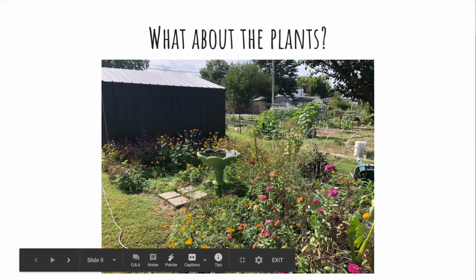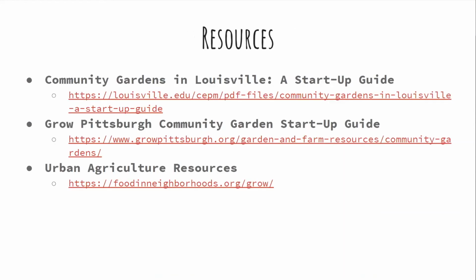So to end up, and you all have access to this as well, a few resources that I really love, if you are personally interested in starting a community garden, is the Community Gardens in Louisville: A Startup Guide. This is really thinking about how to set up an allotment type garden, particularly in an urban environment. It walks through a lot of the issues around land ownership and land access and what that looks like.